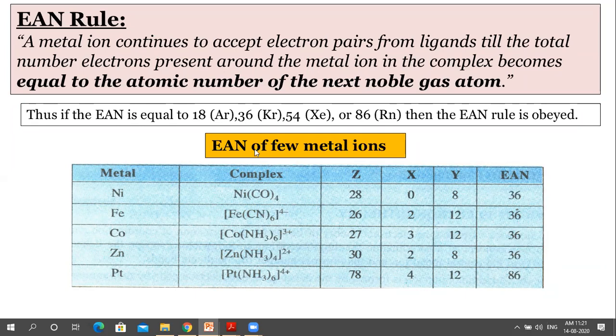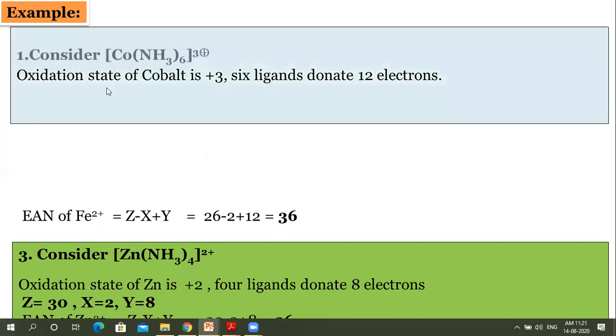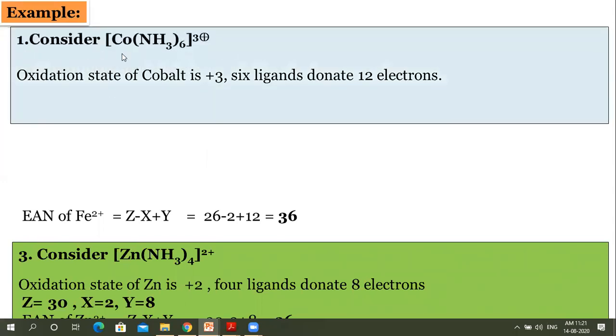So at the time of board exam, any one example out of these examples will be asked, and there are also some exceptions for this effective atomic number. So I will explain this one example. See, in this example we can clearly understand.